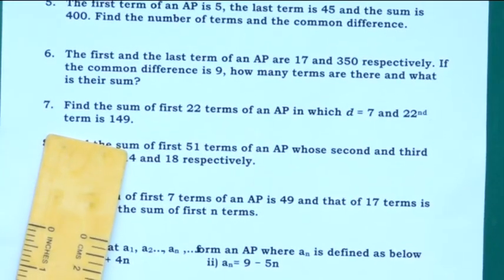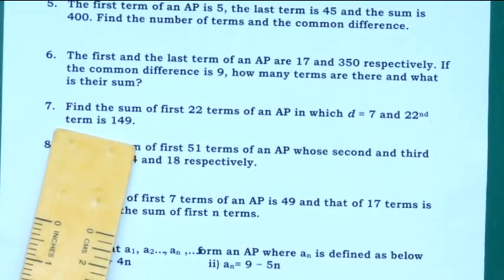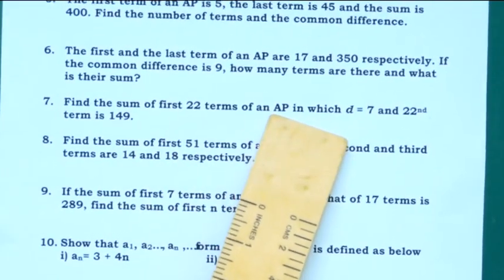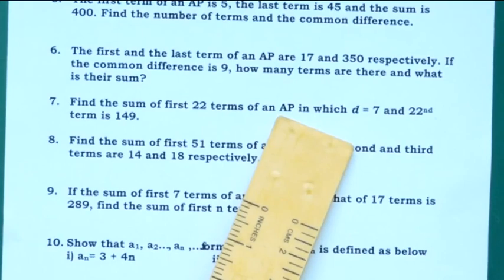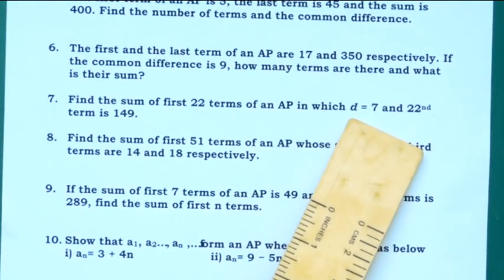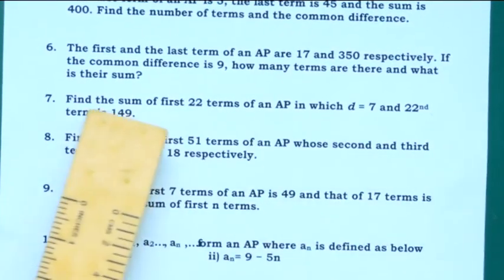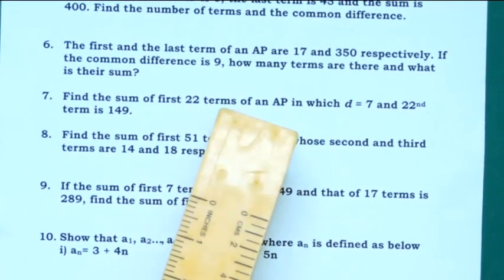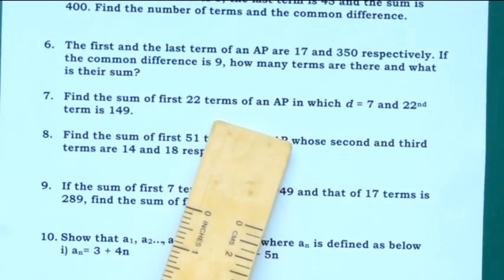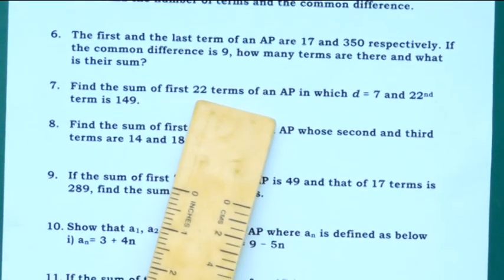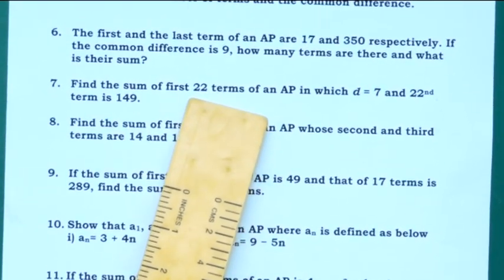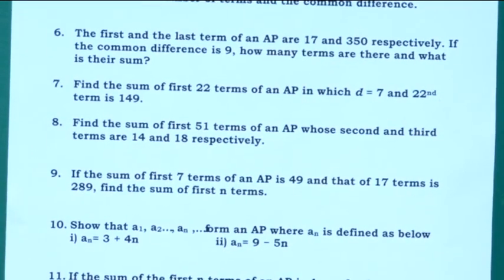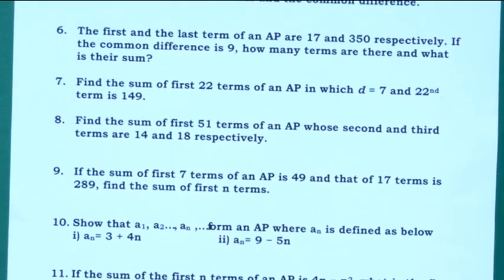Okay, we pass on to the 7th question now. I read out the question. Find the sum of first 22 terms of an AP. So you should find the sum of 22 terms in which d is equal to 7 and 22nd term is 149. Means a is not given here. So if you find a, then it will become easy for you to find the sum up to 22 terms. So it's a very easy problem. So I will teach you now how to do this. Let me take the solution.